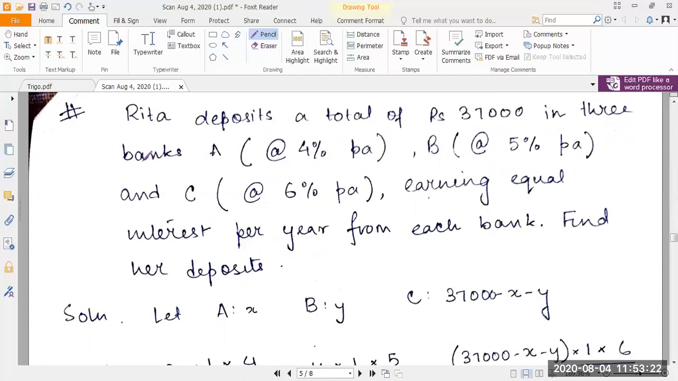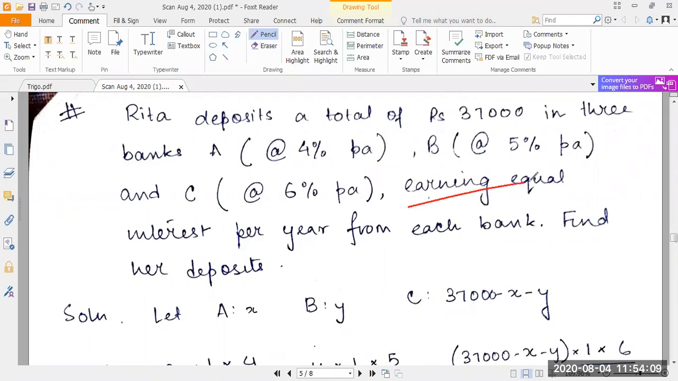Of this 37,000, Rita deposits one portion to bank A, a different portion to bank B, and the remaining third portion to bank C. At bank A, we have an interest rate going of 4% PA. At bank B, we have an interest rate going at 5% PA. So these PA stands for per annum, in case you forget. And at bank C, we have 6% per annum interest rate going.